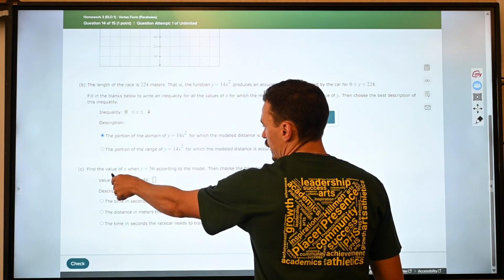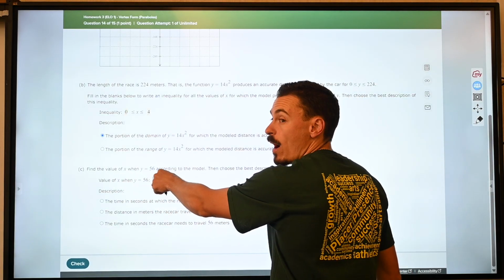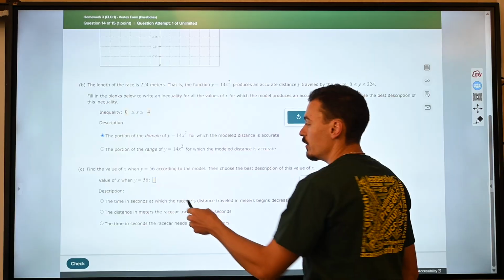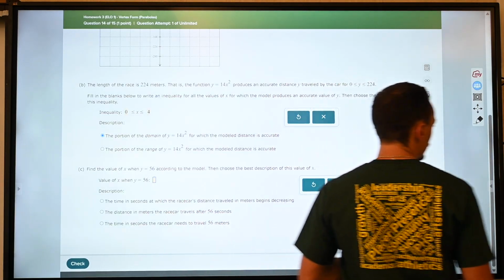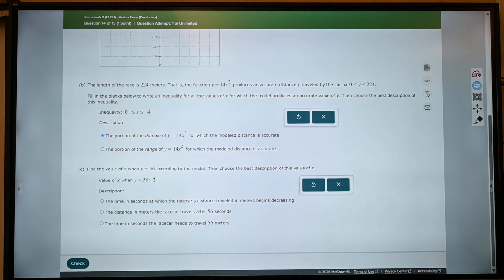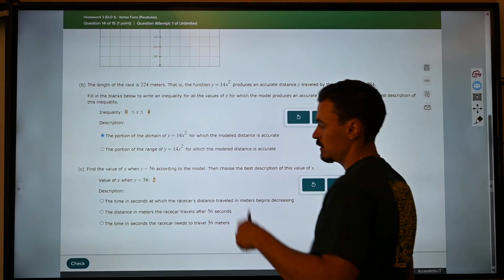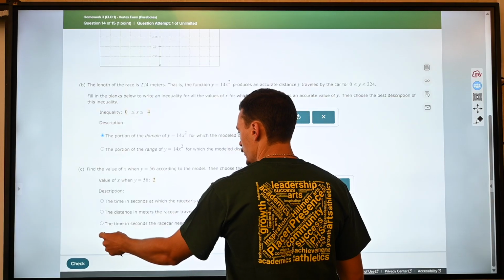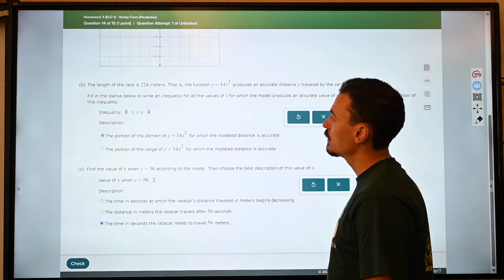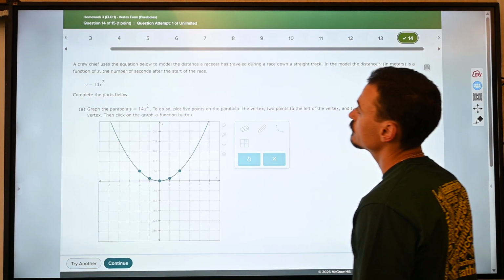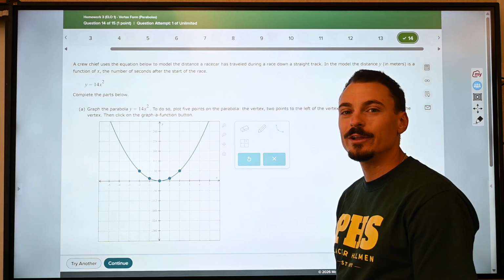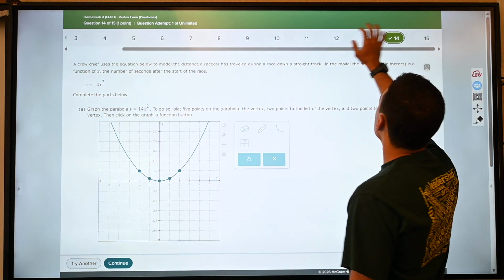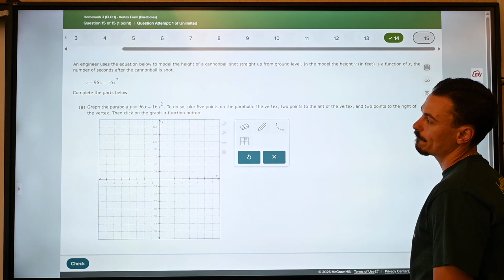Now it also asks when the value of y is 56, what is x? We already know that. It would be when x is 2. 2, 56. And that is the time in seconds the race car needs to travel 56 meters. Okay, let's check it. Boom, green check mark, always feels good. Let me look at number 15.